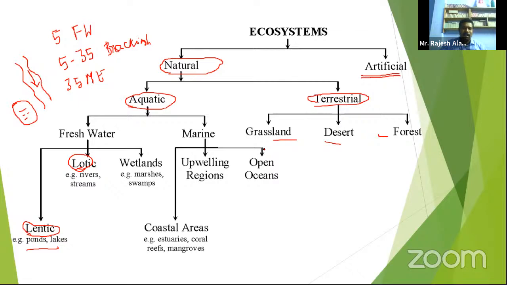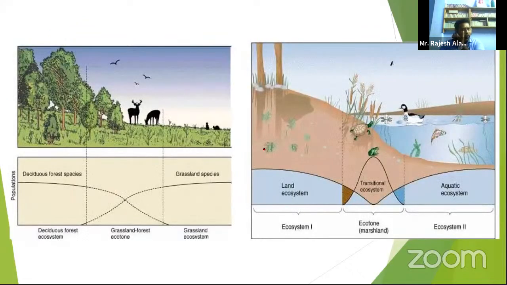And there are some areas where these two different ecosystems meet. This is a terrestrial ecosystem and this is an aquatic ecosystem. These two different ecosystems meet at this point, this meeting place of two different ecosystems. What do you call this? Ecotone, right? The tone of the two different ecosystems are different.